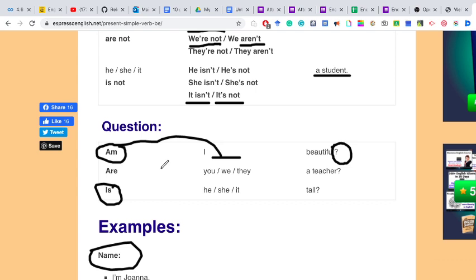In questions, the only thing we have to do is to move the verb be, which is normally placed over here in affirmative or positive sentences, to the beginning of the sentence. Am I beautiful? Are you a doctor, a teacher, a student? And is she or he tall?